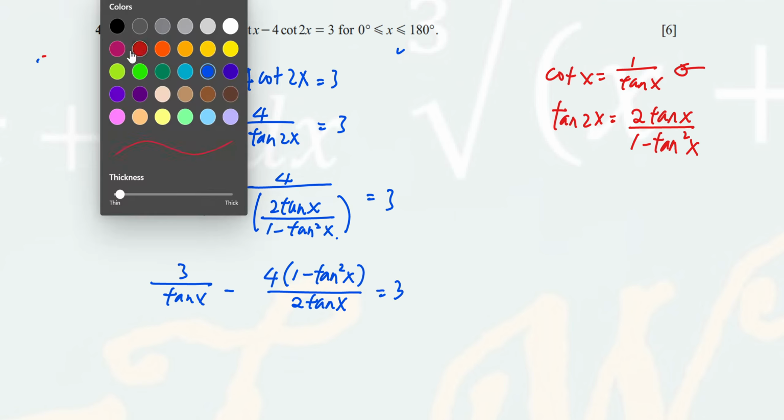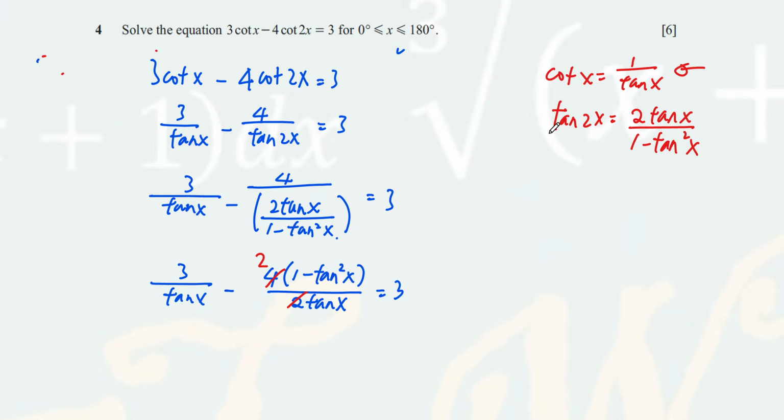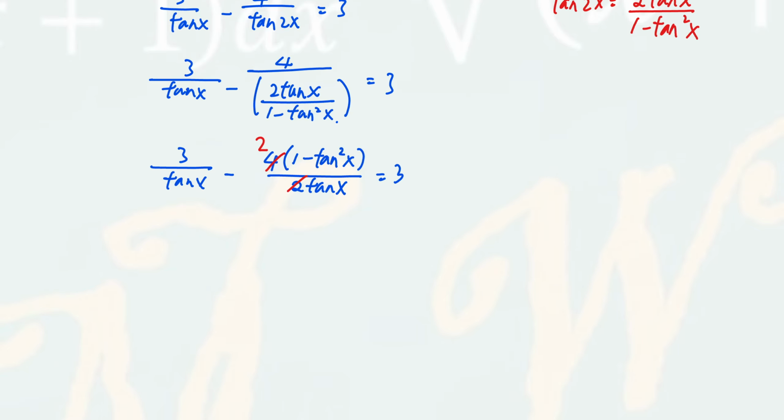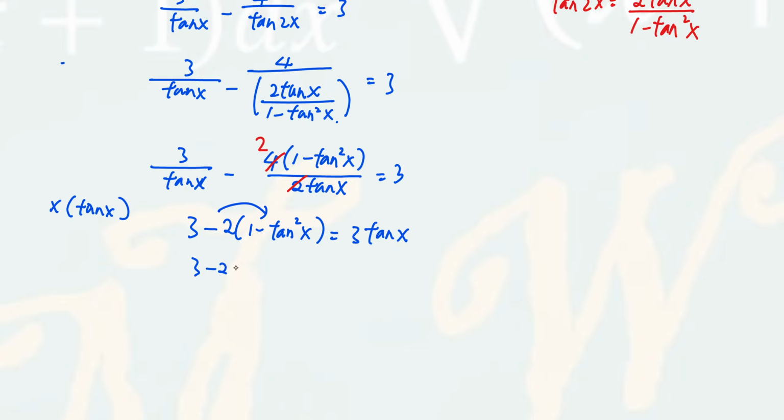So the 4 and 2 can be simplified. It becomes 2 in the numerator. And since both terms also are divided by tangent x, I will just times the whole equation by tangent x. So when you multiply the whole equation by tangent x, basically the first one left 3, and the second one is just a numerator. And then the term on the right side becomes 3 tangent x. And now do expansion. That will be 3 minus 2. The minus 2 times the minus tangent square x becomes plus 2 tangent square x. And then equals to 3 tangent x.